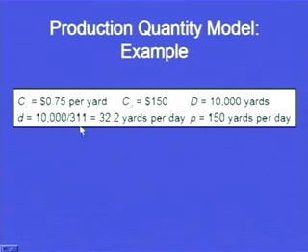Now 311 is a figure which you may not be able to understand. We are assuming 311 as the number of days for which the factory is working. So per day we require 32.2 yards. Similarly, for the production rate, whenever we place an order, we will receive the order at the tune of 150 yards per day. So we are not going to receive the whole order all at once. It will be received over a period of time at a rate of 150 yards per day. Now again we can find out the optimal quantity for this type of model and the production run.